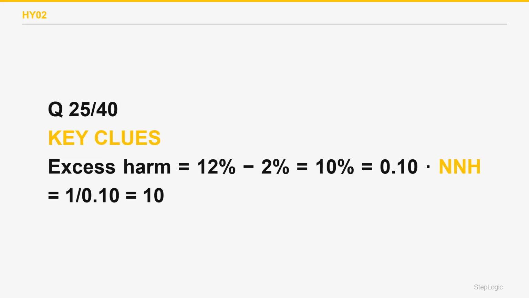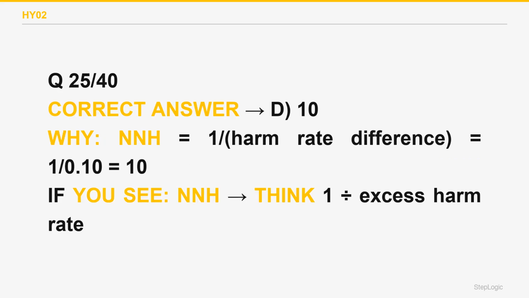Number needed to harm is 1 divided by the attributable risk of harm, the extra harm the drug causes. The excess is 12% minus 2%, which is 10%, or 0.10. NNH equals 1 over 0.10, which is 10. On average, treating 10 patients produces 1 extra adverse event. The correct answer is D.